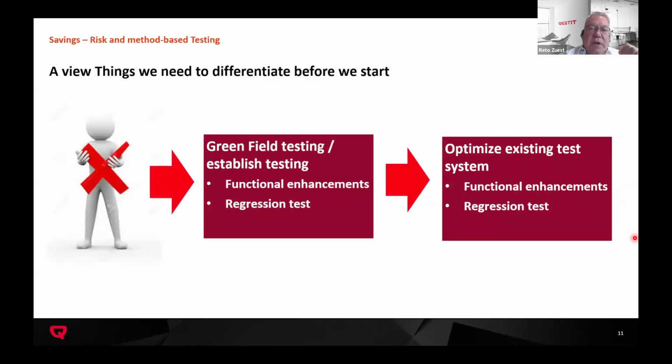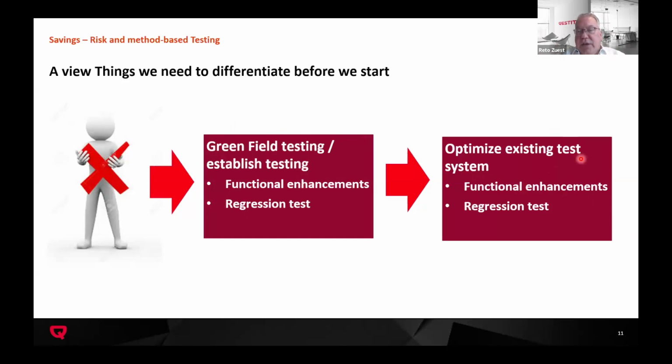Now, if you speak about budget and testing, method-based testing portfolios, then we need to consider two different things. We have, first of all, a greenfield approach where we establish the testing. That means finally we say on the functional enhancements, how do we do testing there? What's the approach to go into a sensible and smart testing to minimize the costs, which is risk-based or method-based? Or we speak about the regression testing.